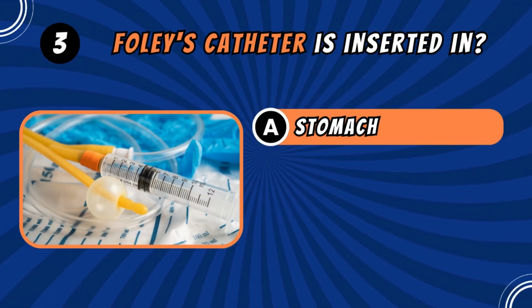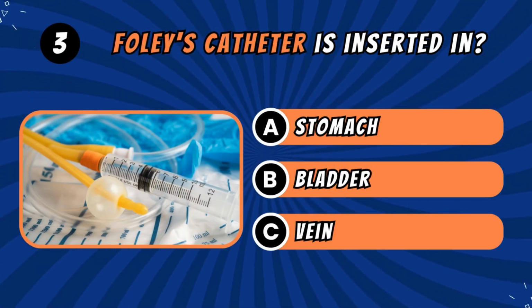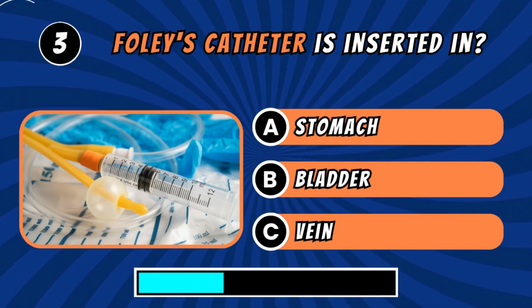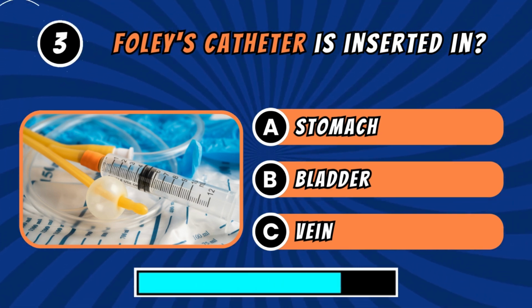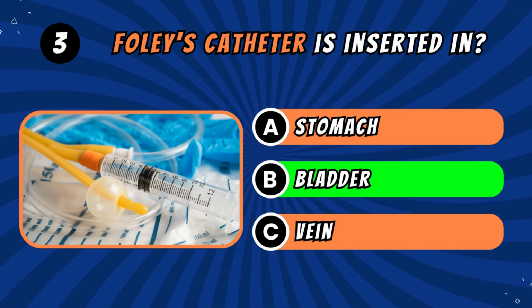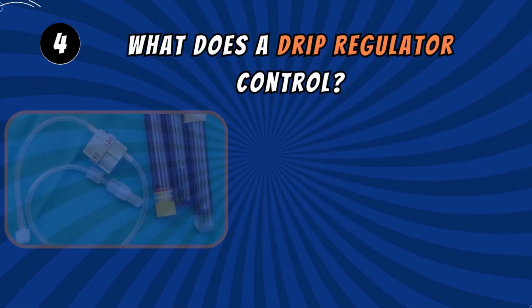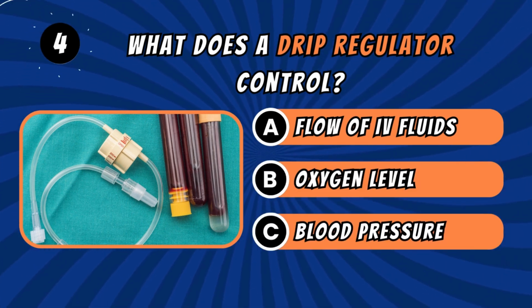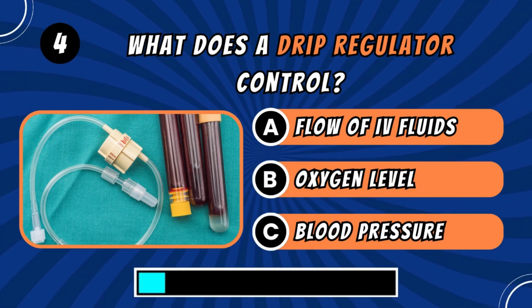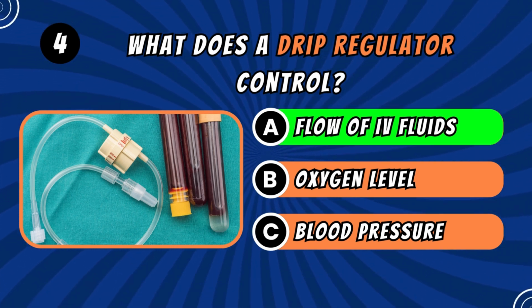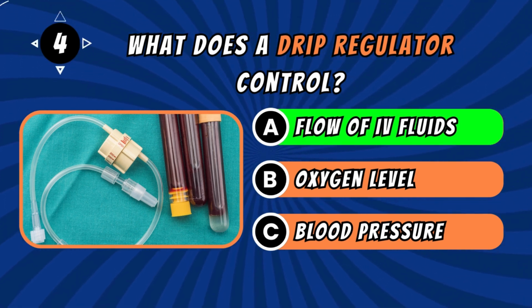Foley's catheter is inserted in? Answer B. Bladder. What does a drip regulator control? Answer A. Flow of fluids.